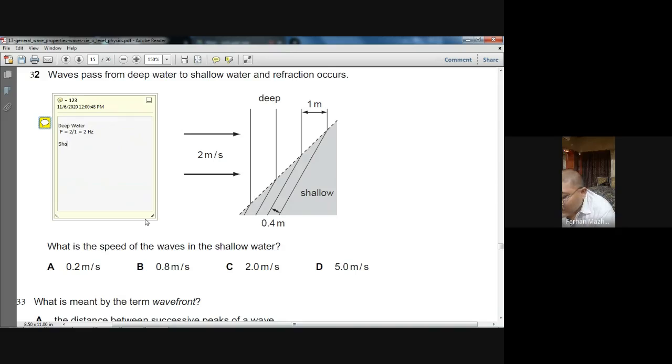So when the water wave reaches the shallow water, the frequency will not change. So the velocity v is equal to f lambda. f is still 2 hertz, and multiply with the wavelength, that's 0.4. When you multiply these two, the answer will be 0.8 meter per second. 0.8 meter per second will be the velocity. I hope you have understood.